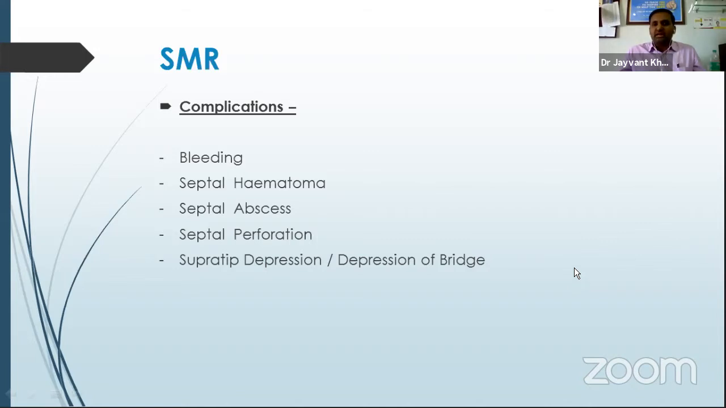Then supratip depression or depression of the bridge, from excessive resection. If there is excessive resection and you are not able to keep the 1 centimeter width for the dorsal and columellar part of the nasal septum, then supratip depression and depression of the bridge will happen. Retraction of the columella and persistence of deviation: in these cases you have to revise the surgery. Revision of surgery is important.